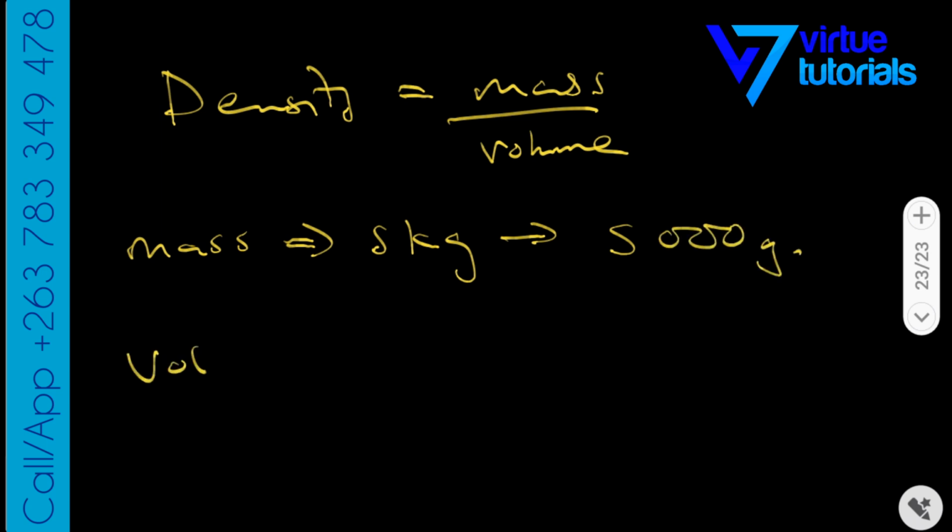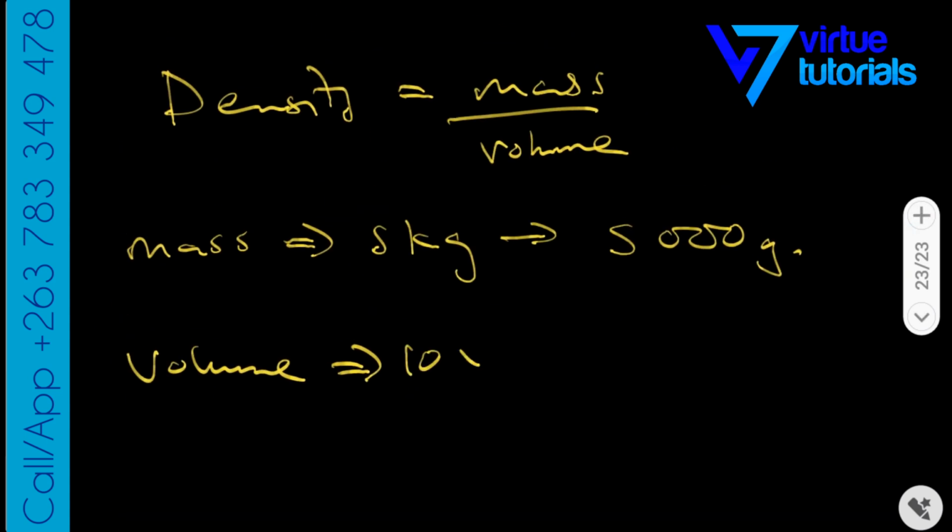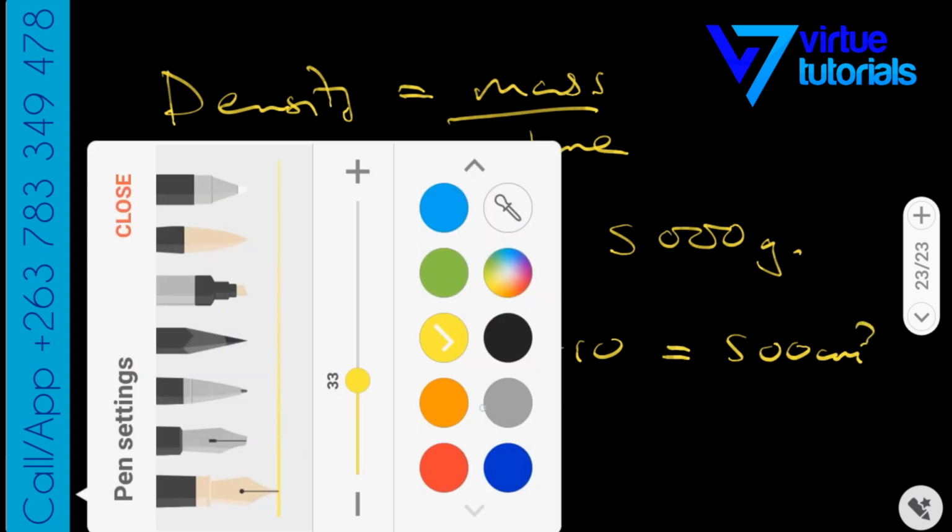The volume now, we're not given the volume, but we are equipped to calculate the volume, right? This is a rectangular tin, and the volume is length times width times height. So if I multiply these three, I should get the volume. So it's 10 times 5 times 10. This should give us what? 500 cubic centimeters.